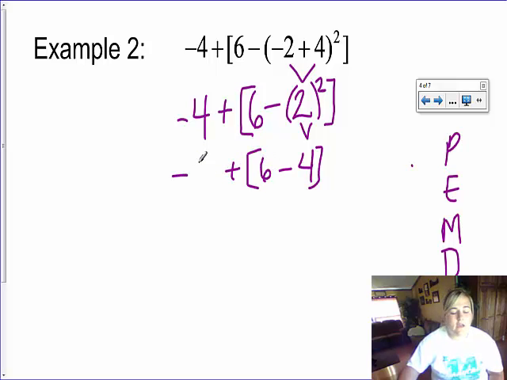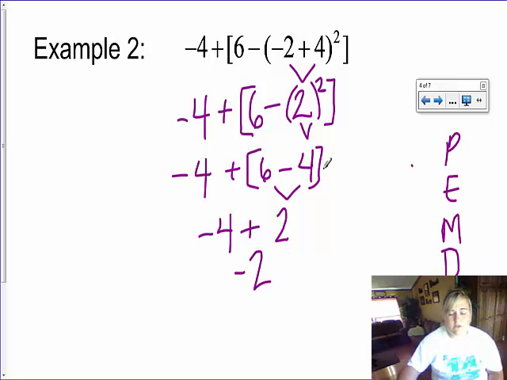Okay, now I have 6 minus 4, which gets us 2. Bring everything else that we have not used down. Negative 4 plus 2 gets me a negative 2. Final answer, and there's my tornado.